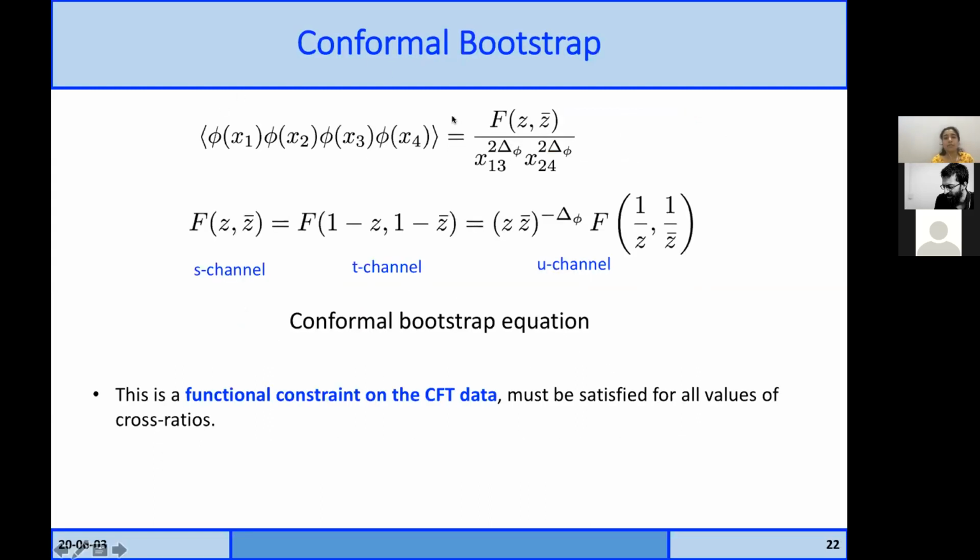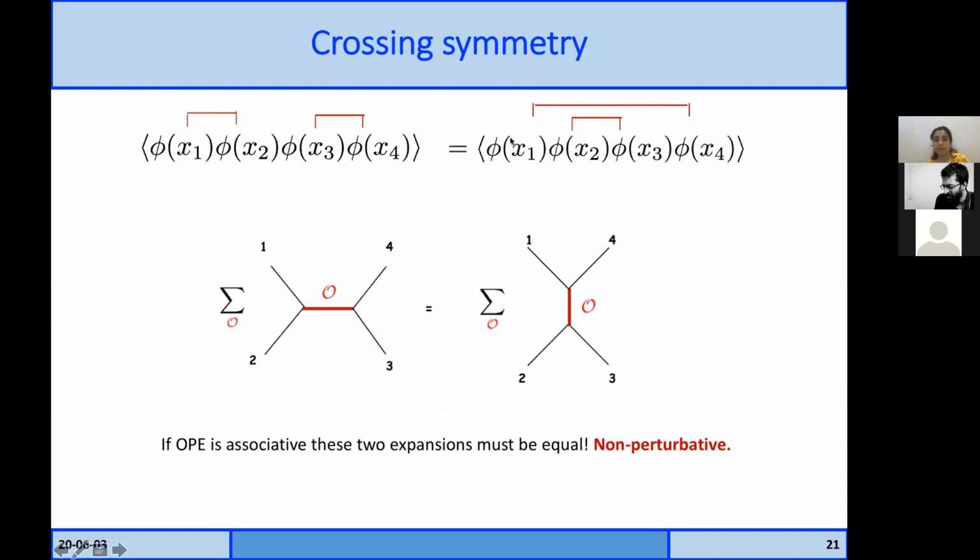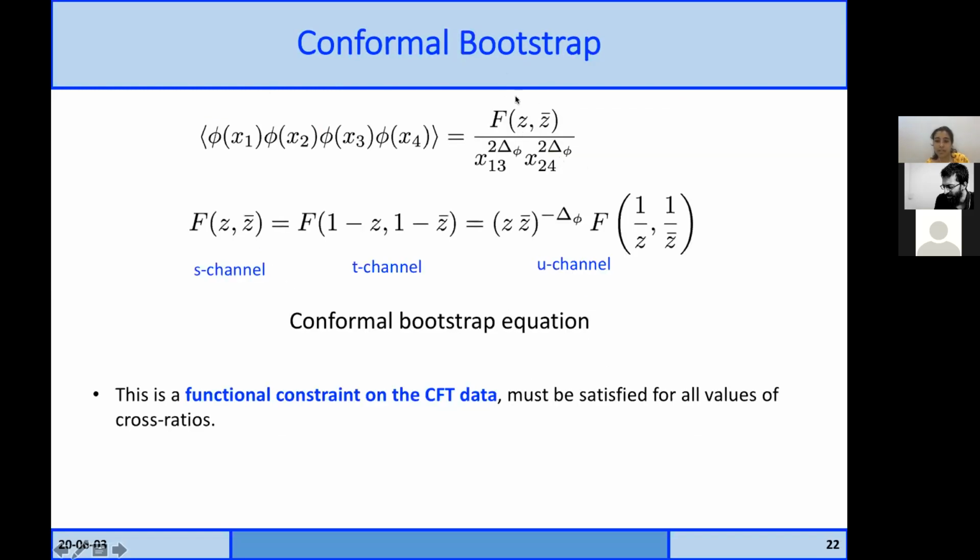So in terms of the conformal blocks, this is how it looks. So this is the 4-point function, and this is the S channel expansion. Now if you write the correlator in the T channel, it means that you are interchanging operator 1 and 3 and 2 and 4. So this means that you can change the variable. So you can go from S channel to T channel by changing the cross ratios Z to 1 minus Z and Z bar to 1 minus Z bar.